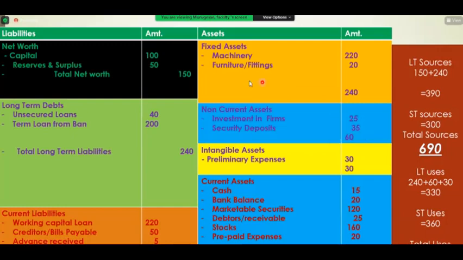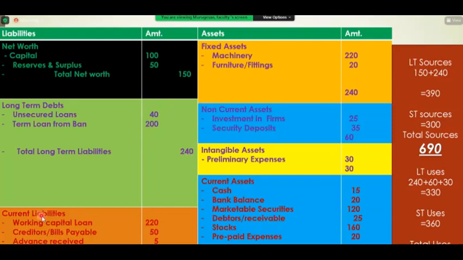Now let's see. This is long-term sources. Always capital plus reserves are long-term sources. Now, this is also a long-term source because they are raising a long-term unsecured loan. Unsecured loan means close relatives, friends, all on a long-term basis, that is 40. Term loan from the bank, 200. That is repayable after 1 year. So the total term liability is 240.